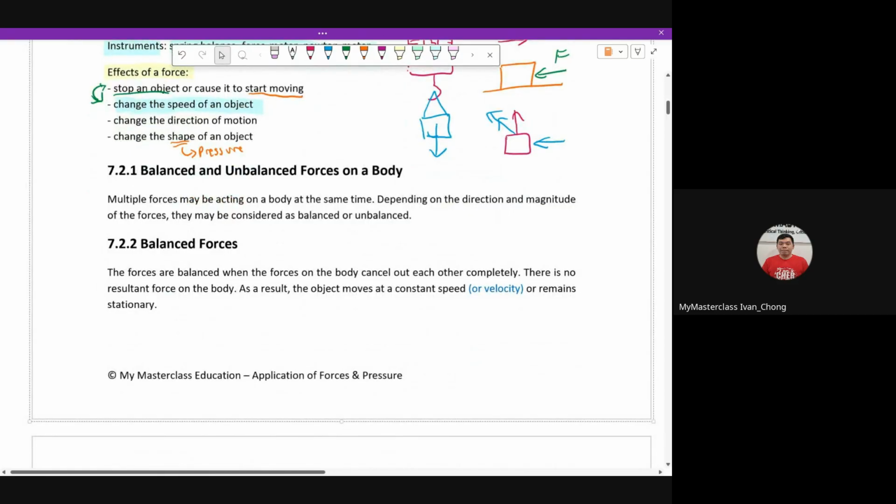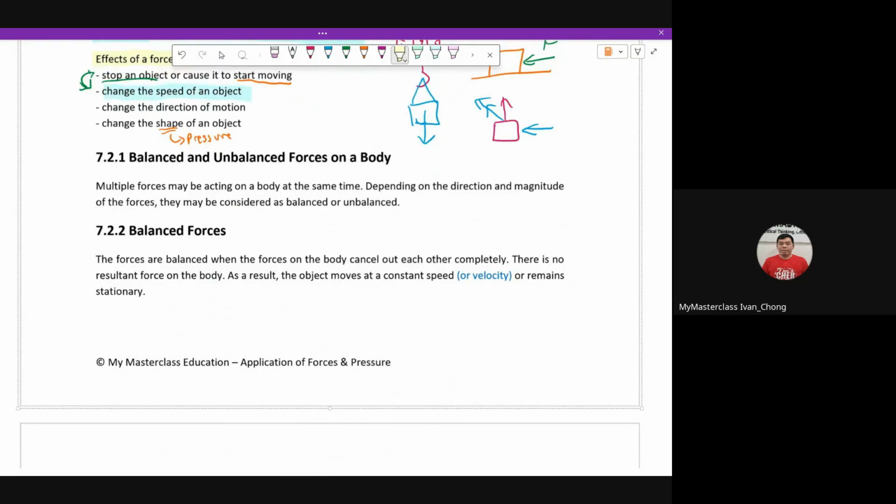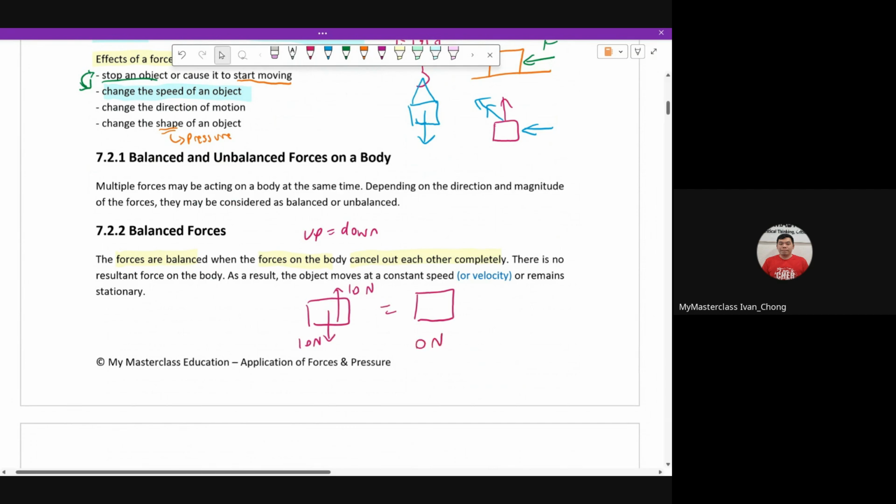Next, let's talk about balanced and unbalanced forces. What are balanced forces? Forces are balanced when they cancel each other out. Up and down are the same. What happens when you have a downward force and an upward force? Let's say this is 10, this is also 10. They will cancel out, and you end up with no force acting on it: 0 newtons. Same thing for left and right. In a separate diagram, this is 20 newtons, and this one is also 20 newtons, so you also have 0 newtons.